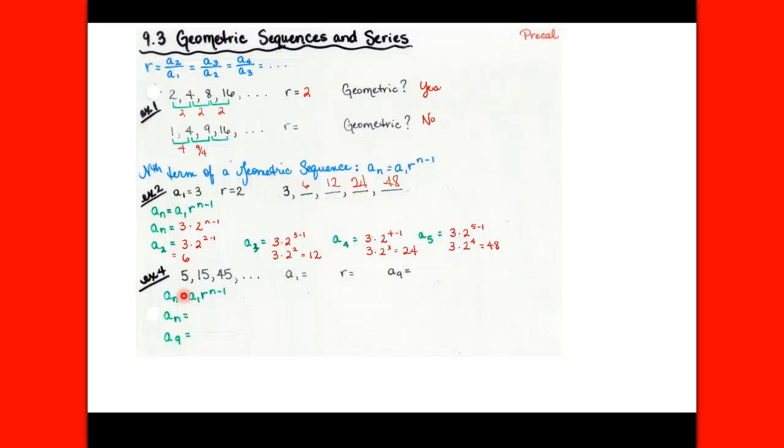We can come down here and say, what is a sub 1? 5. What is my ratio? 3, because we could say 45 divided by 15 is 3, 15 divided by 5 is 3. So that gives us everything that we need to complete our formula. Put 5 in for a sub 1. Put 3 in for r. And then we also could find our 9th term, right? So let's plug 9 in for n, and we've got our 9th term.